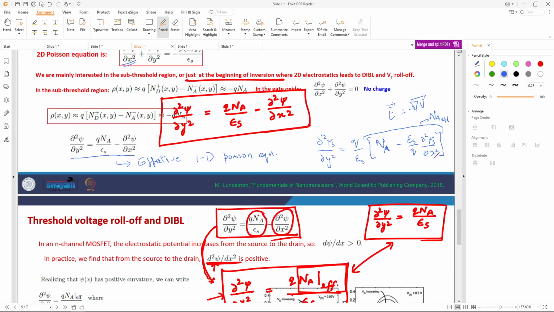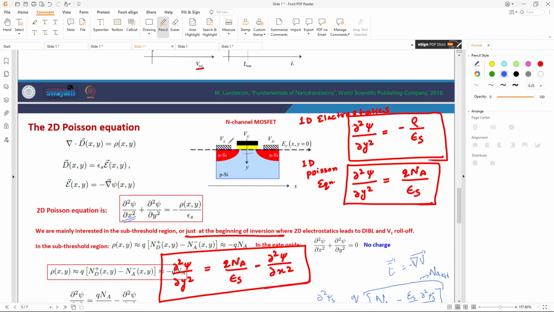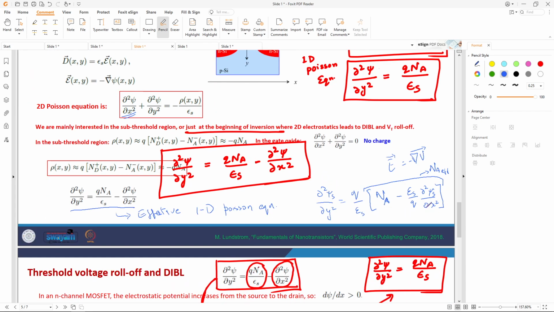Because, see, d square psi by dx square is positive. Like how is it positive? Because when I go from source to drain, how will I take the derivative? I will take the latter point divided by the former point, right? Vd is held at the higher voltage. So I will take Vd minus Vs divided by delta L. So this derivative will always be positive. It will be greater than or equal to 0.